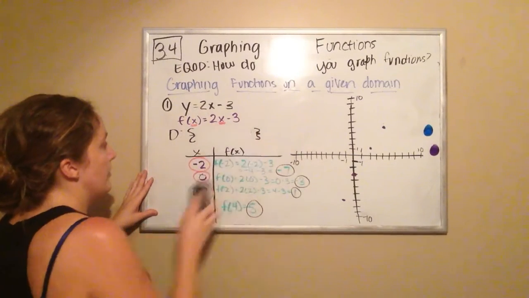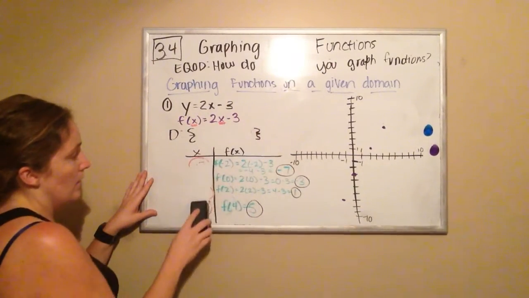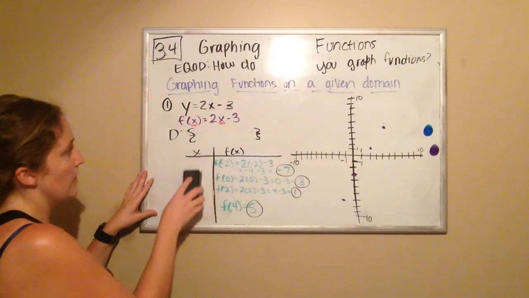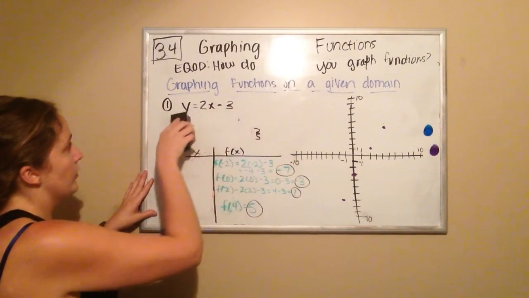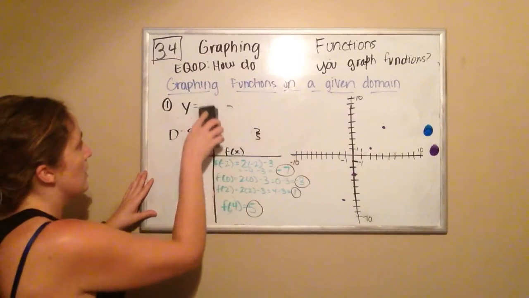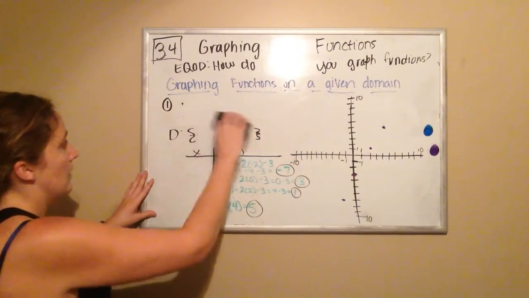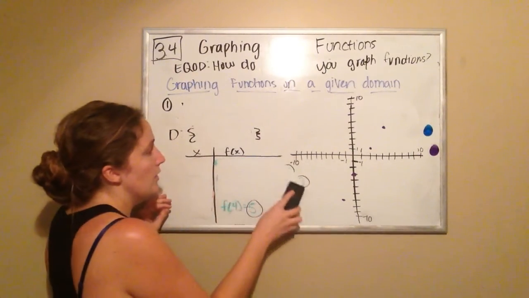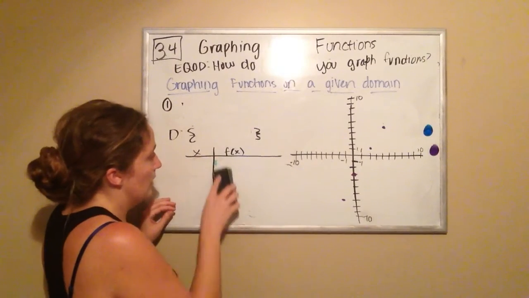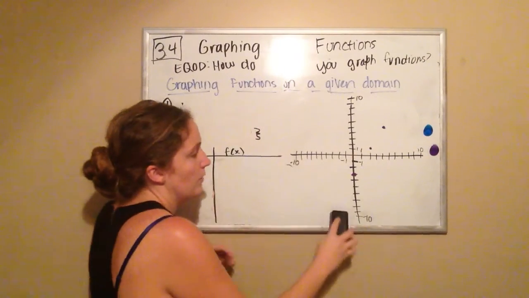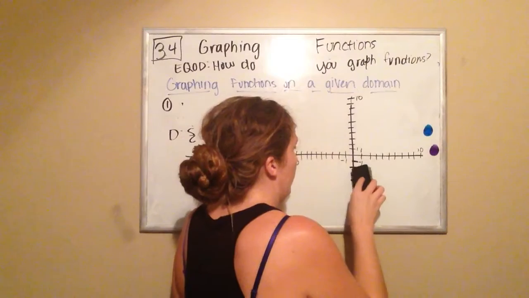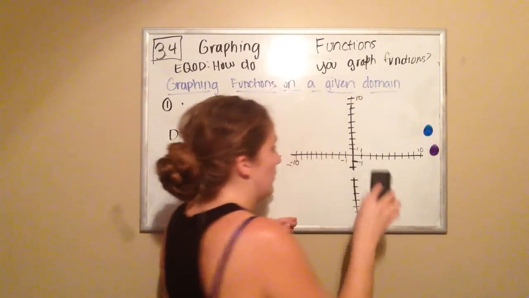We'll put a different domain, which will change our x values. We're going to have a totally different equation, which will give us different y values, different outputs. And we're going to have something different on our graph.